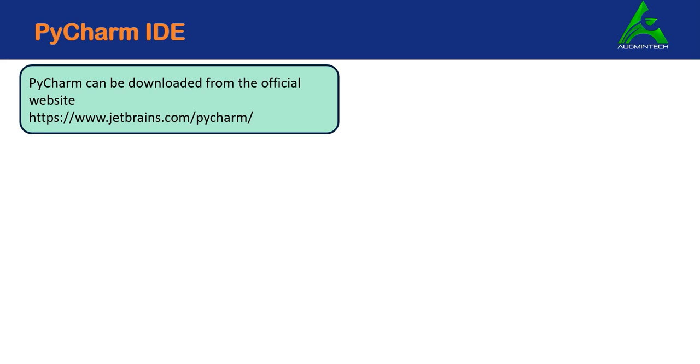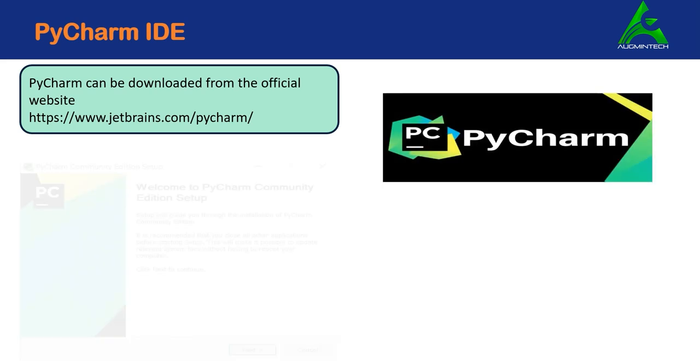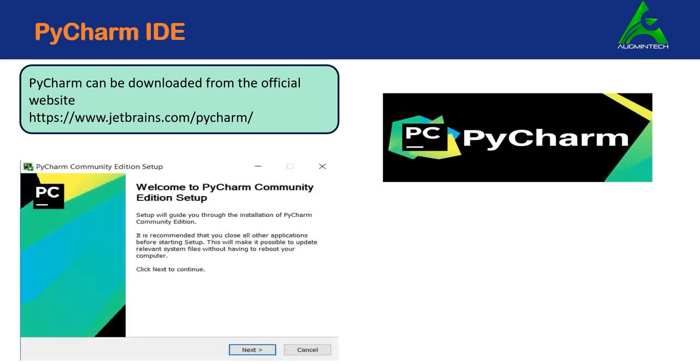It comes in two flavors. One is community edition and the other is professional. Professional is paid one. So as a learner or beginner, you can opt for the community edition. So you can go and download the community edition and then you can install it.